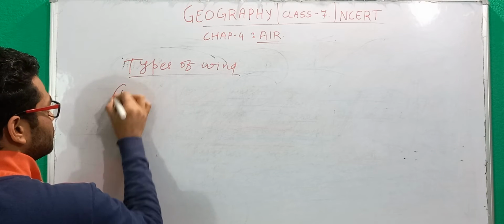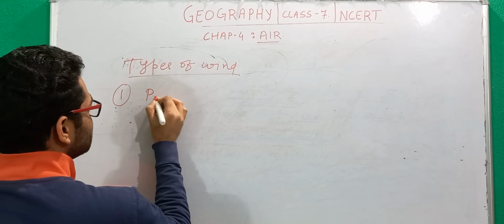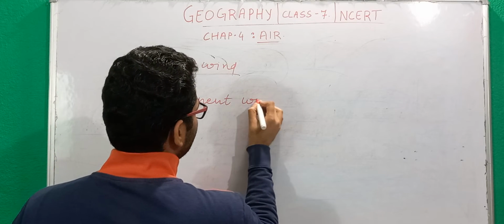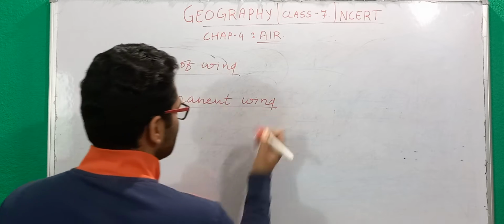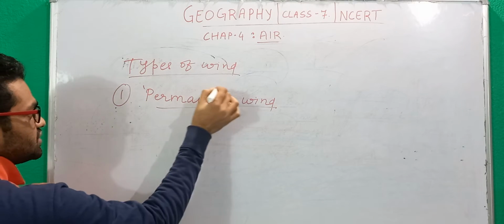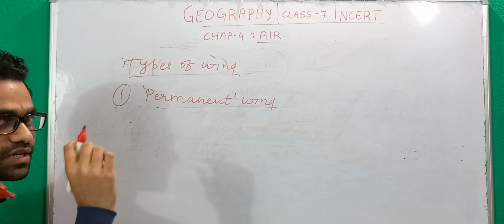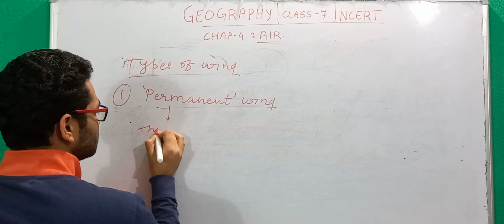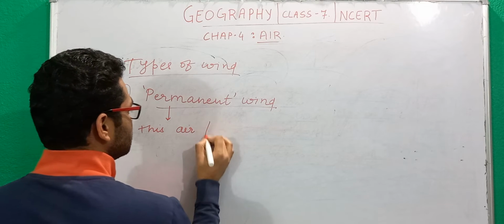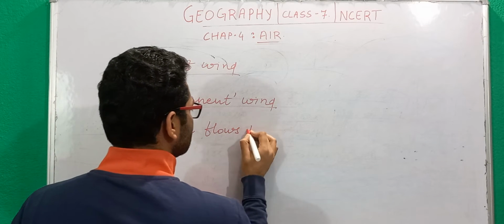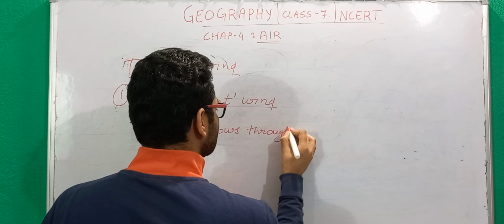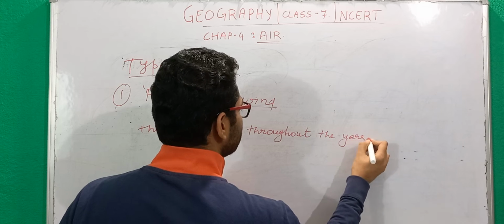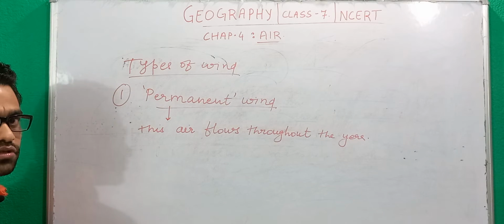So when I talk about types of wind, the first one is the permanent wind. When I say permanent wind, it means that there is some amount of permanency in it. This air flows throughout the year. It will flow throughout the year. It is never going to stop.